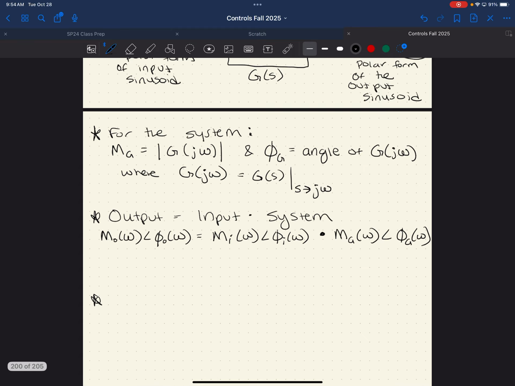Okay, so let's see. M output of omega, phi of omega, is equal to M_I times M_G, with angle psi_I plus psi_G.